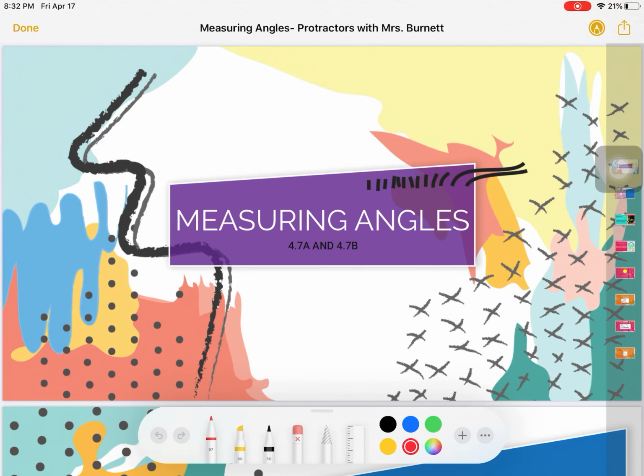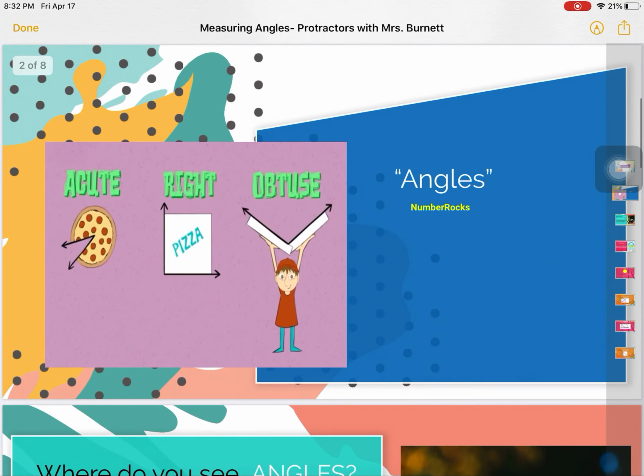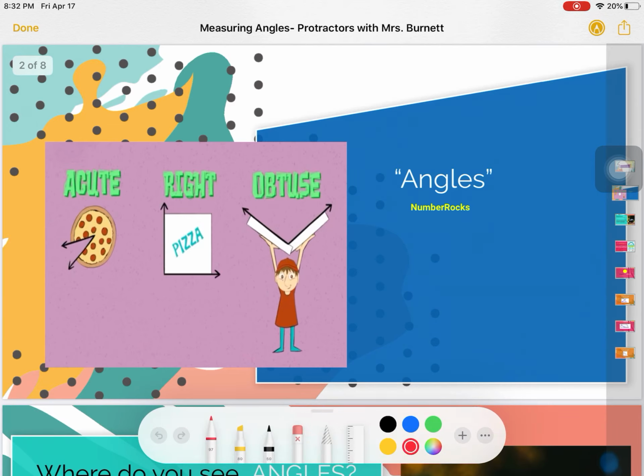All right, class, today we are going to be looking at how to use protractors and measuring angles, and how we can take what we already know about angles in order to help us measure with a protractor correctly. So if you guys remember with measuring angles, even if we don't have a protractor, we can look and identify that there are three types of angles.